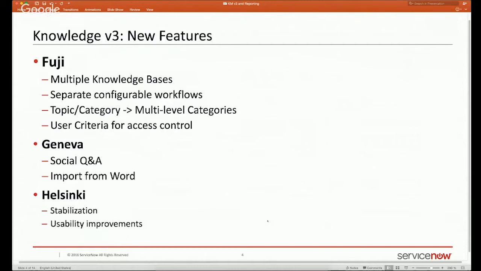For access control, starting Knowledge V3, we moved away from ACLs and roles to use user criteria. While ACLs and roles are still supported, user criteria is the forward-looking feature. It allows you to do advanced segmentation of your users based upon groups, roles, locations, their manager. If you are doing multiple companies, then companies. And that's how you can define the segments. And for those segments, you can define which of those can read the knowledge base, cannot read the knowledge base, can contribute or cannot contribute. So that was Fuji.